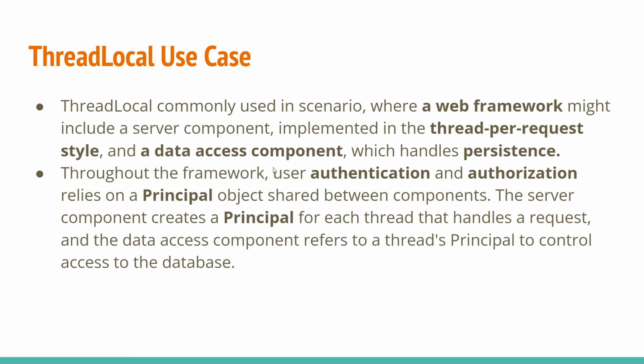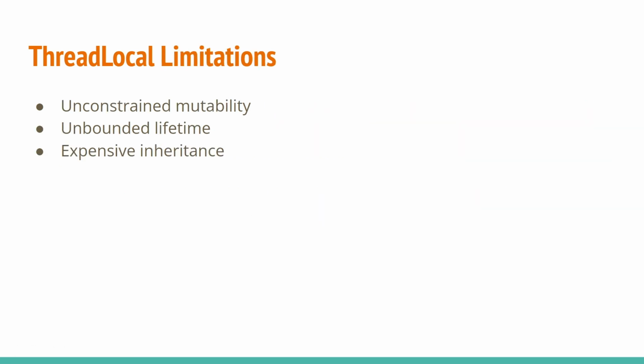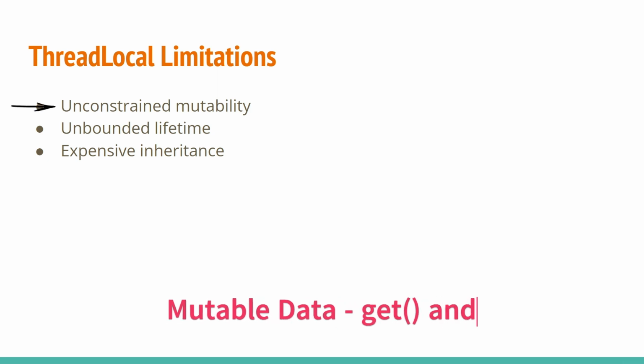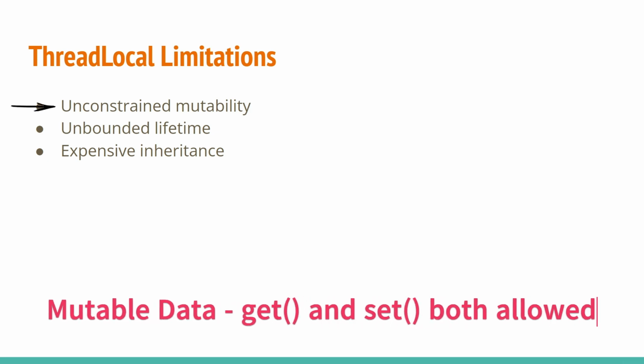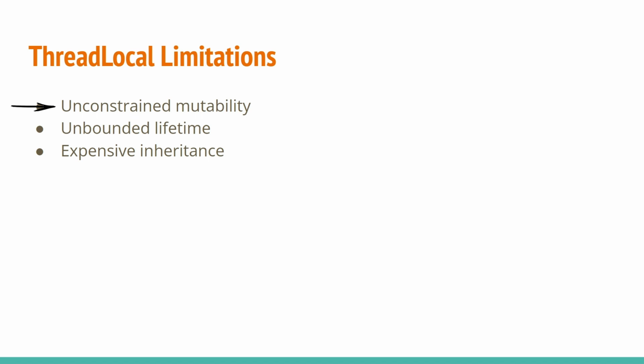So let's look at what the problems with ThreadLocal are. Unfortunately, thread locals have numerous design flaws that are impossible to avoid. For example, unconstrained mutability. That is, every thread local variable is mutable. Any code that can call the get method of a thread local variable can call the set method too, and it can change the state of the variable at any time.